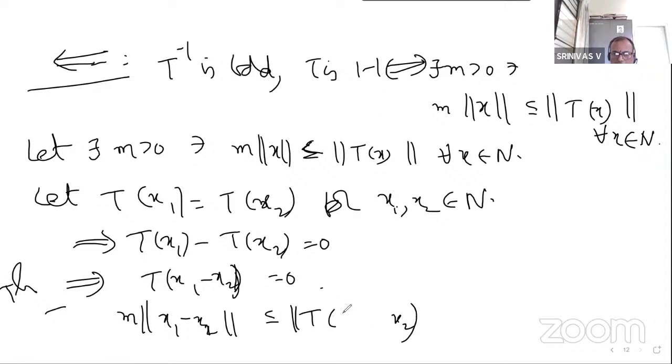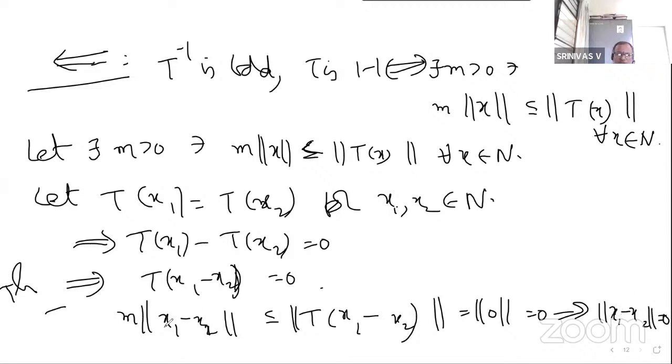Okay, it is x1 minus x2. I'm writing x1 minus x2 in place of x in this. Now this is 0. T of this is 0, norm 0 is 0. And m is a positive constant. Therefore, this implies norm of x1 minus x2 is 0.